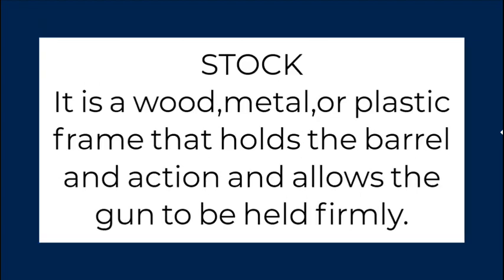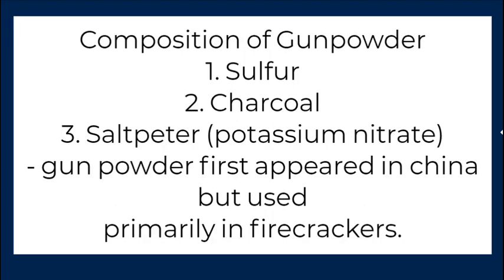35. Stock. It is a wood, metal, or plastic frame that holds the barrel and action and allows the gun to be held firmly. Composition of gunpowder: 1. Sulfur. 2. Charcoal. 3. Saltpeter, potassium nitrate. Gunpowder first appeared in China but was used primarily in firecrackers.